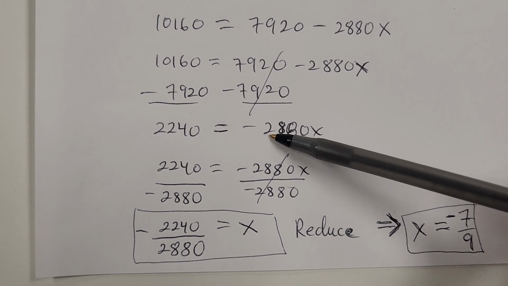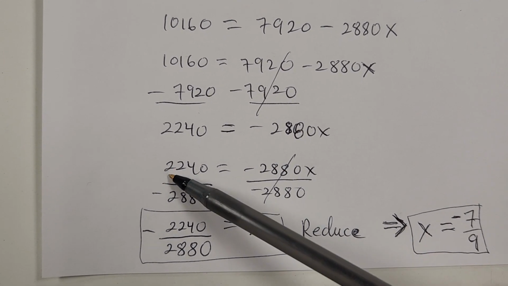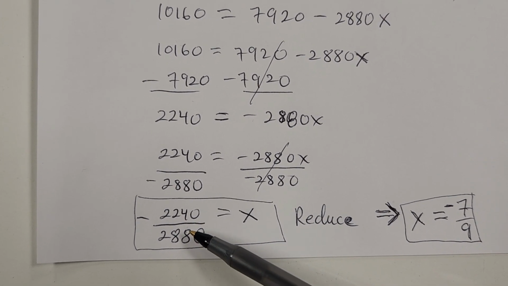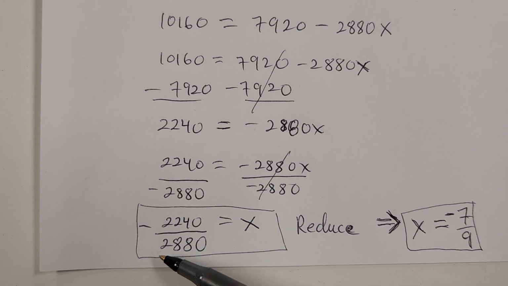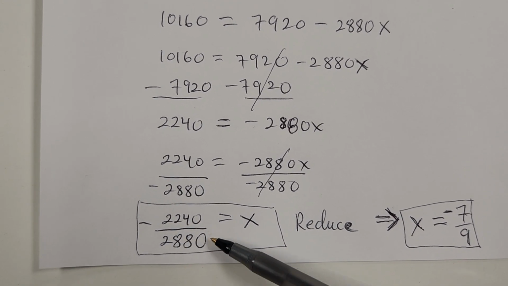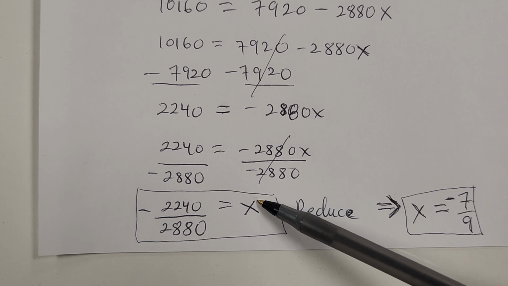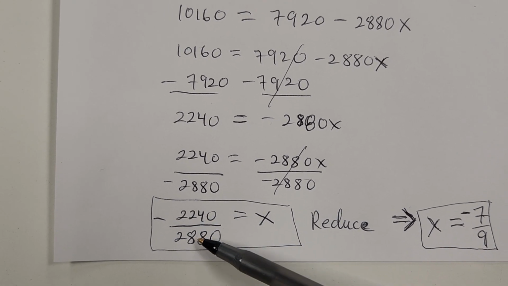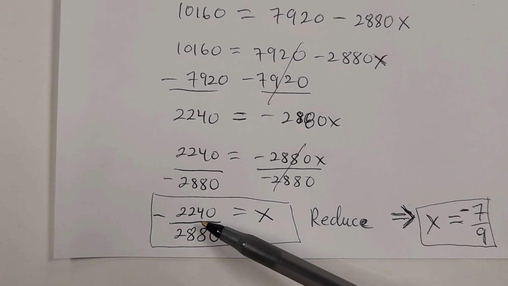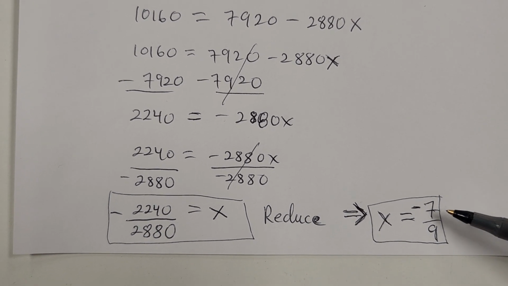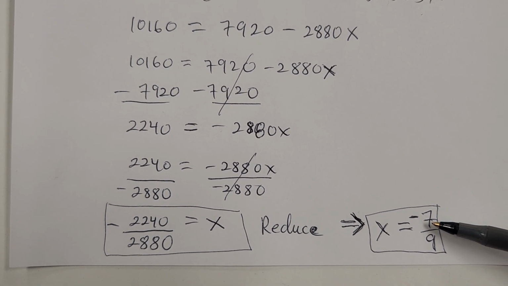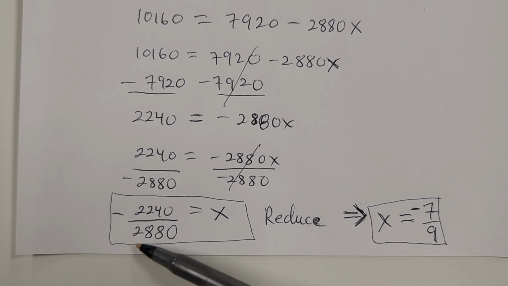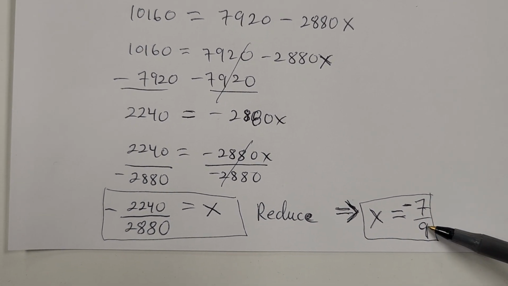Next, I want to divide 2880 to the left. Don't forget the minus, so divide it over, and then I end up with negative 2240 over 2880. This goes away, so I just have x. However, fractions we have to reduce. Always reduce the fractions. Now here is the reduction. The correct reduced answer is negative 7 over 9. So how did I get from here to negative 7 over 9?